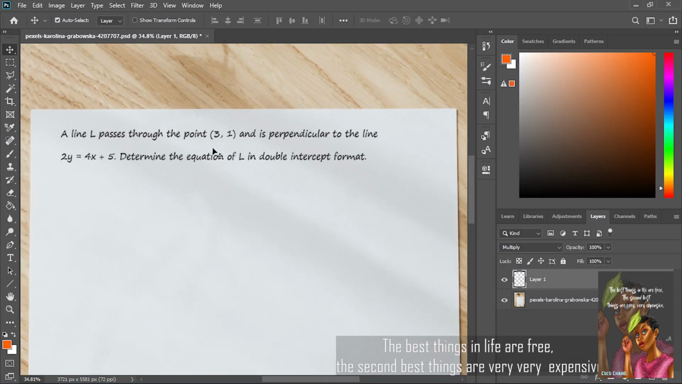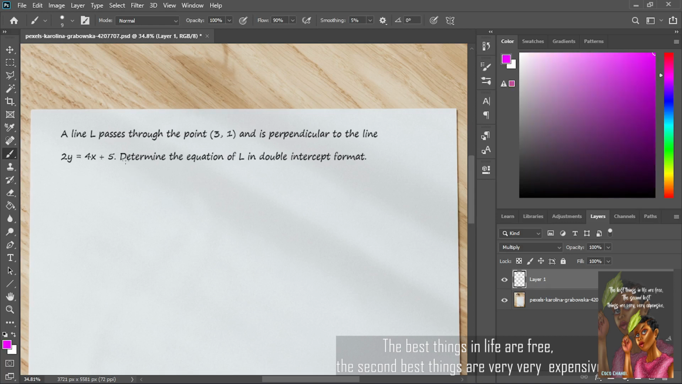Hello. So today we are going to look at a question on the equation of straight lines, and the question says: a line L passes through the point (3,1) and is perpendicular to the line 2y = 4x + 5. Determine the equation of L in double intercept format.